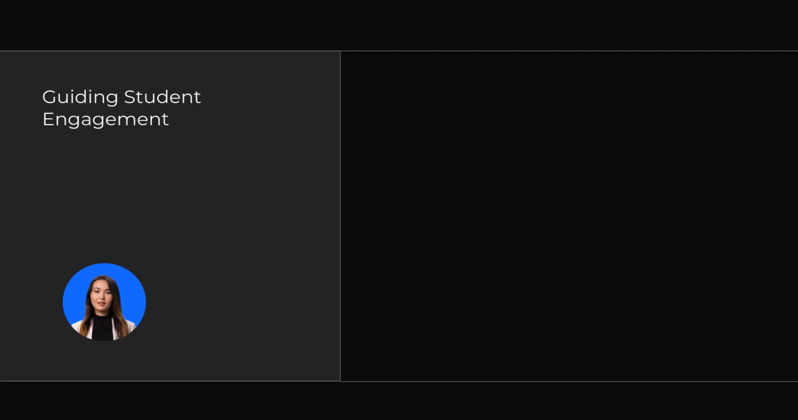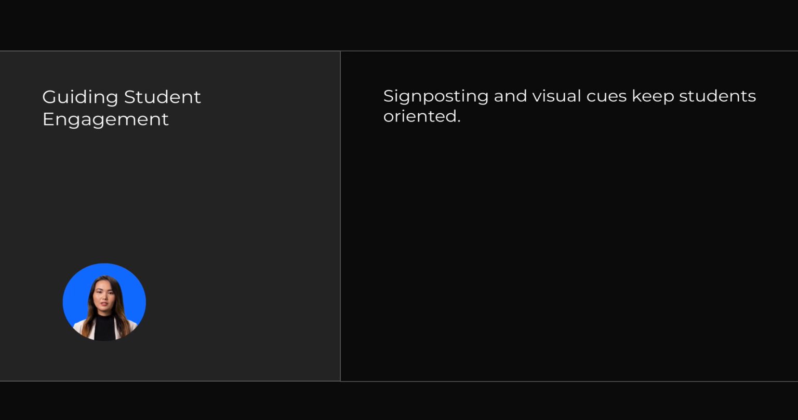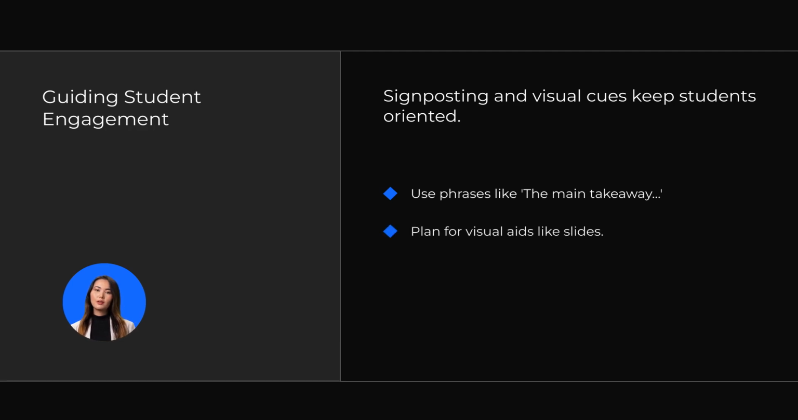Audience guidance techniques are essential for maintaining student engagement. Use signposting and visual cues to keep students oriented. Phrases like "the main takeaway here is," or "let's move on to the next step" help students follow the lecture's flow. Plan for visual aids, such as slides or diagrams, to clarify and reinforce key ideas. These techniques ensure that your students remain engaged and understand the material.